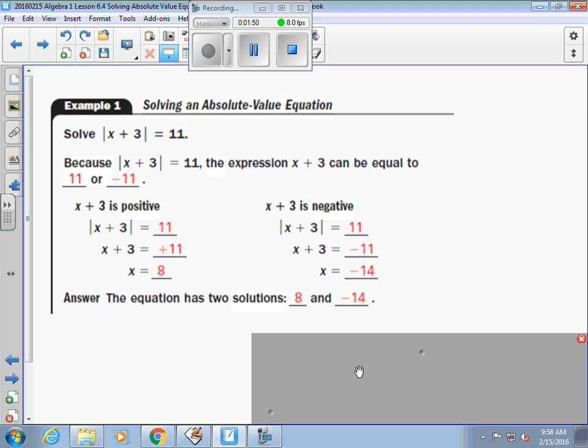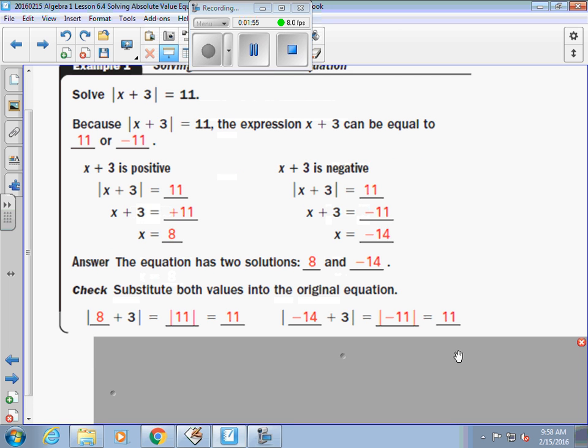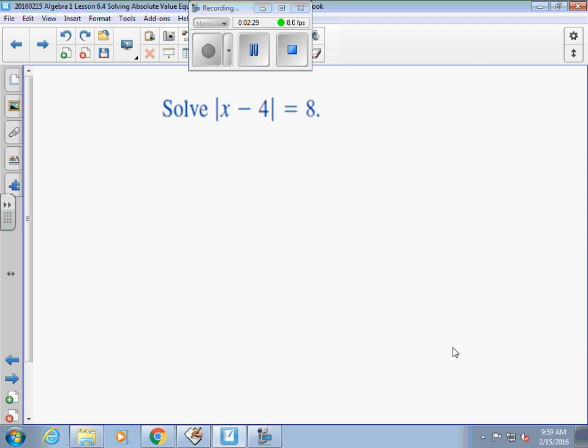Both of those numbers, when you plug them back in, give you 11. Let's check and see. The absolute value of 8 plus 3 is the absolute value of 11, which is equal to 11. The absolute value of negative 14 plus 3, when you put those two together, you get the absolute value of negative 11, again, which is 11. So checking using both of those numbers, 8 and negative 14, gives you a true statement because of the distance from 0, both on the right side in the positive numbers and the left side in the negative numbers.